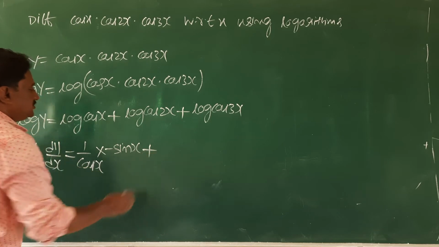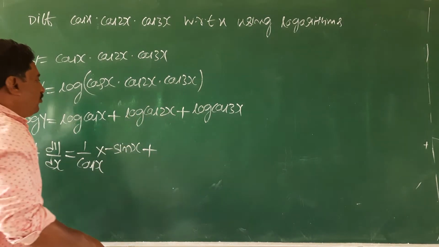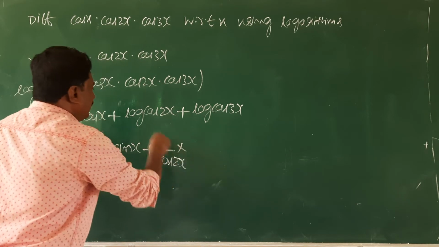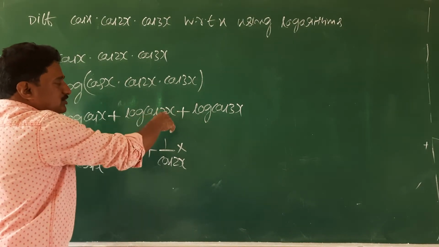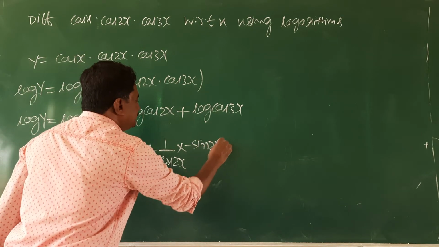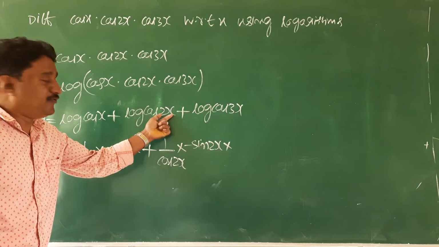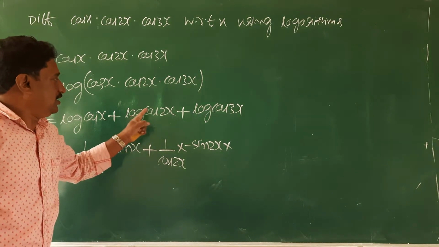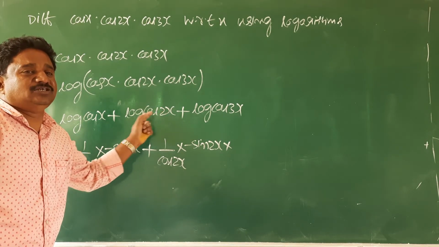Plus. Come to the second term, students. Log is 1 by cos 2x. Go inside. We have cos 2x. Differentiation of cos is minus sin 2x. Still we have something inside. Look at this carefully. In this compound function, we have log, cos and 2x. Differentiate all the three functions.